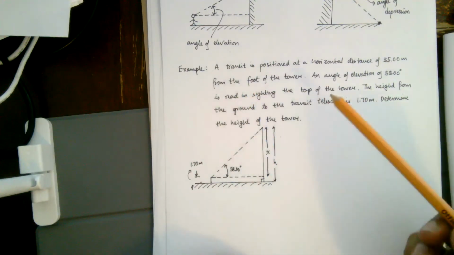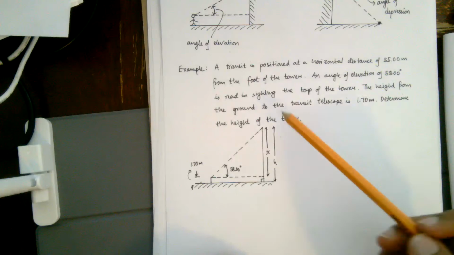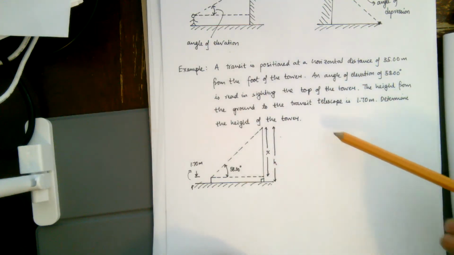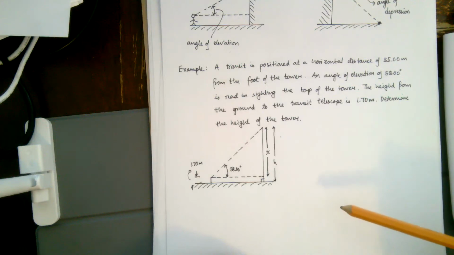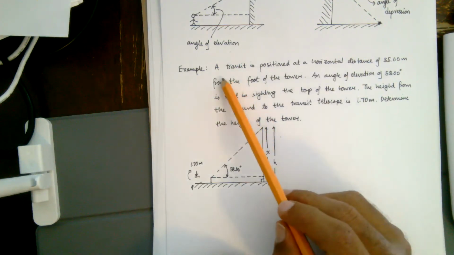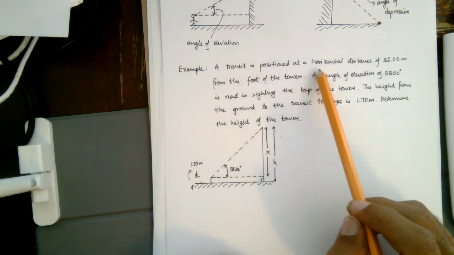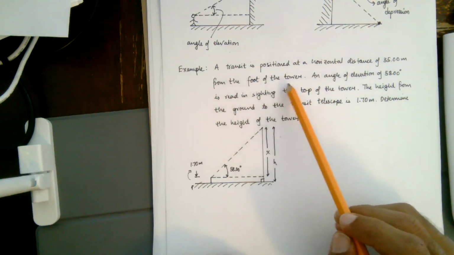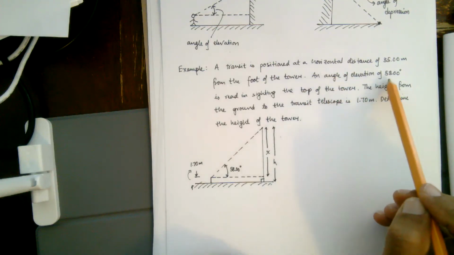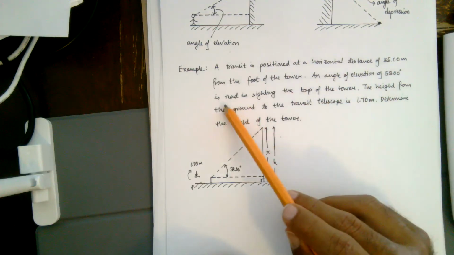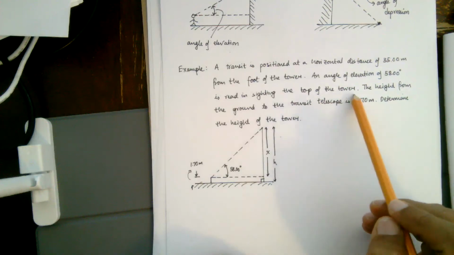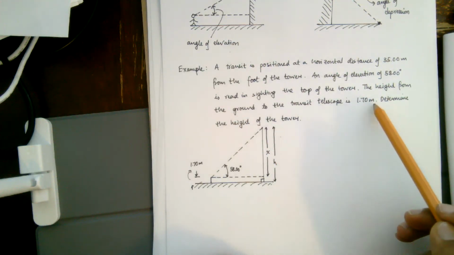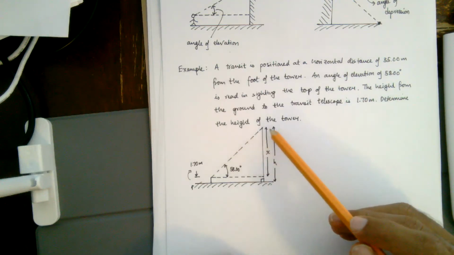Again, the process: read once, second time identify the elements, label everything, write what's given and what to find, draw the right triangle again, and then solve. A transit is positioned at a horizontal distance of 35.00 meters from the foot of the tower. An angle of elevation of 58.00 degrees is read sighting the top of the tower. The height from the ground to the transit telescope is 1.7 meters. Determine the height of the tower.